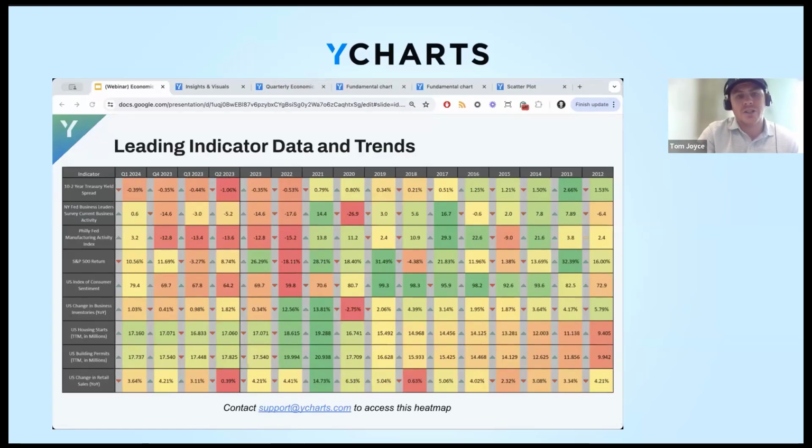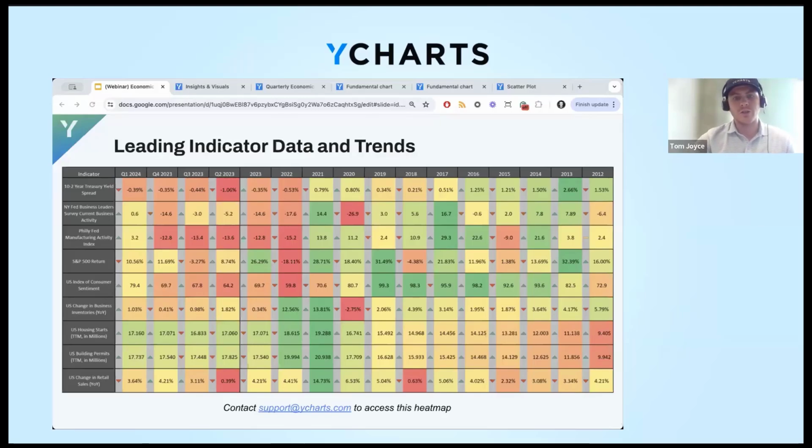But what we can see, just a couple of metrics that I want to call out here. The second and third item being the New York Fed Business Leaders Survey of current business activity and the Philly Fed Manufacturing Activity Index. So those numbers of 0.6 and 3.2 respectively, basically if you're above or below 0, that's going to indicate growth if you're positive, and then the opposite if you're negative. And those numbers have only ended positive at the end of each quarter, I want to say twice in the last 2 years, since early to mid 2022. So it's a really solid sign that we do seem to be trending in the right direction in terms of the actual economic indicators in that area.